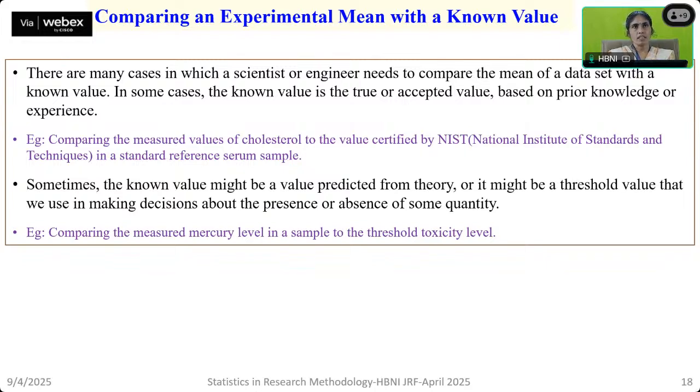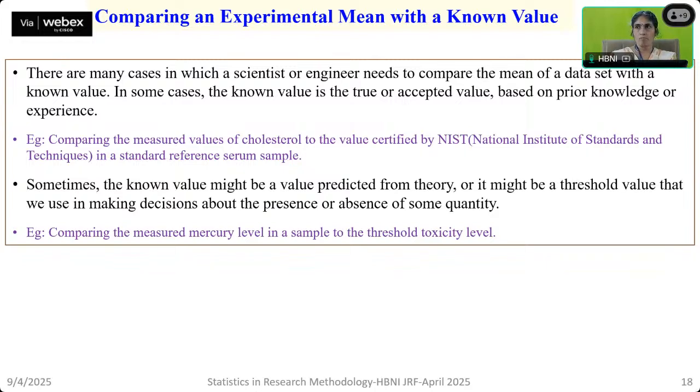These are the different case contexts where we compare the experimental mean with a known value. There are many cases in which scientists or engineers need to compare the mean of a set of data with a known value. If the known value or true value is there with us, then we can have a comparison. And if you have the sigma of the known value, you can go ahead with the Z test.